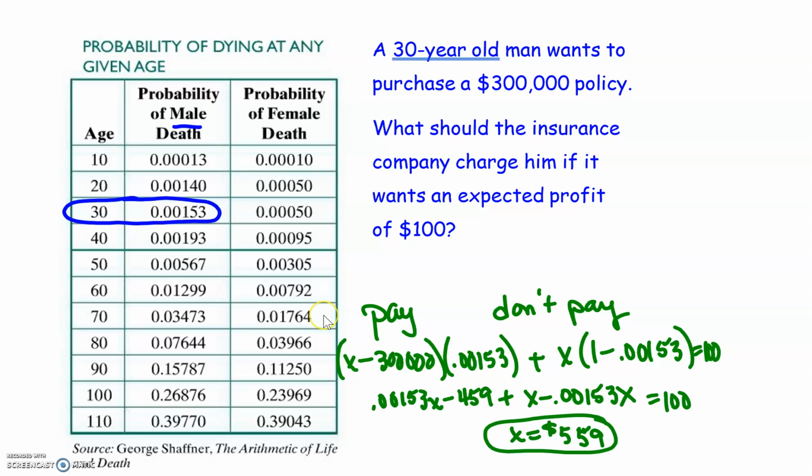So I'm going to say, I don't know what the insurance company should charge. I'm going to call it X. So X minus $300,000. So whatever they charge minus the $300,000 they have to pay out times that probability of death. Okay, that's the expected payout. But remember, there's going to be a lot of cases where they're not paying out. So we're going to add to that the cost of the policy times 1 minus 0.00153. So the complement of a death. And when you work that out, we want that to be $100.